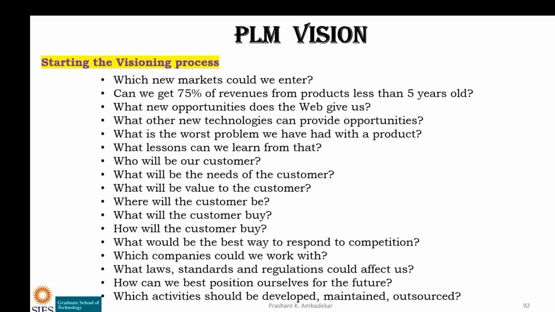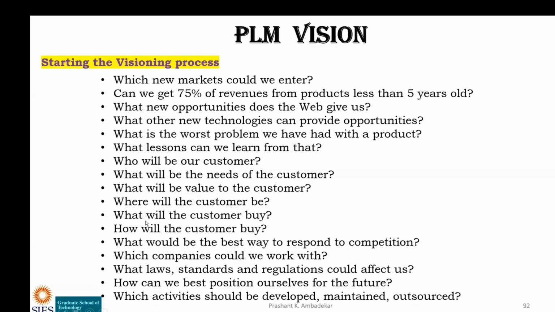So the first thing to be done is to consider the questions which are relevant to our company. All those that are not relevant, just remove them from the list. So maybe earlier you had 100 questions, now you have come down to 70 questions. So 30 questions are not applicable to you. Now out of those 70 questions, there may be a few which are not important, for example, where will the customer be? What will the customer buy? How will the customer buy?